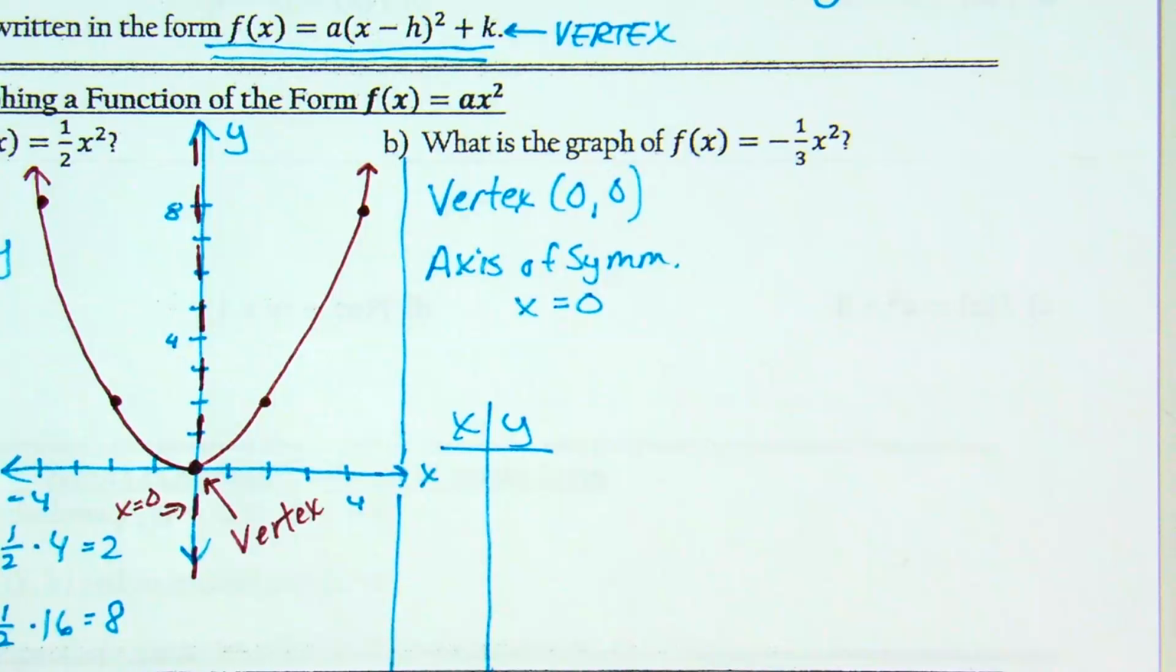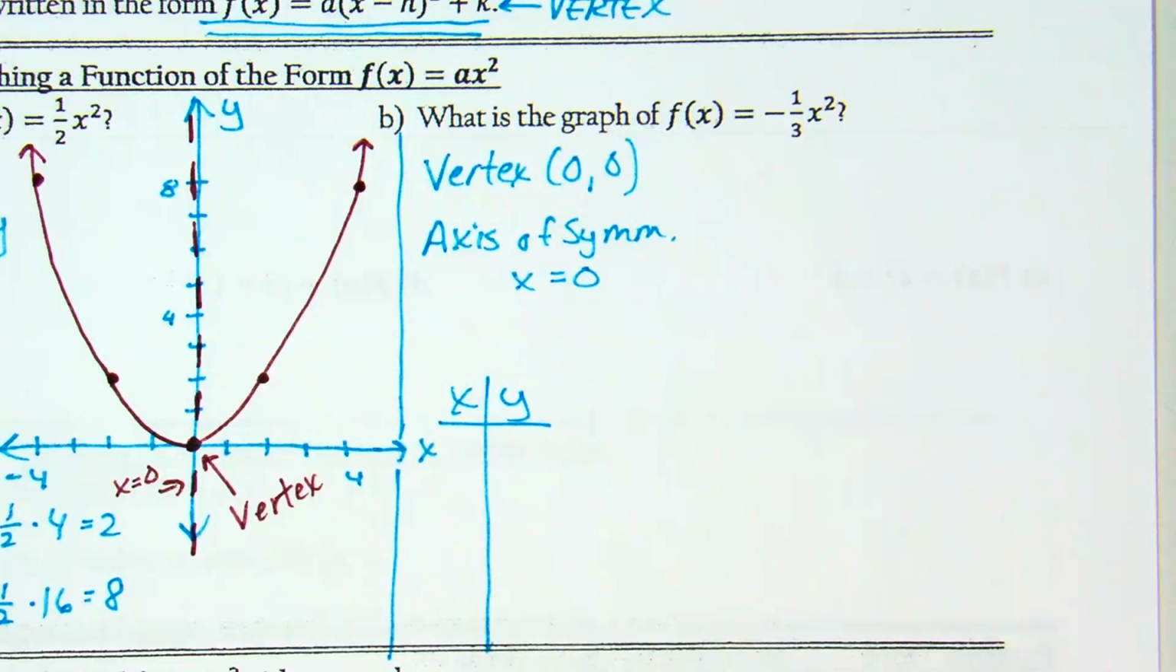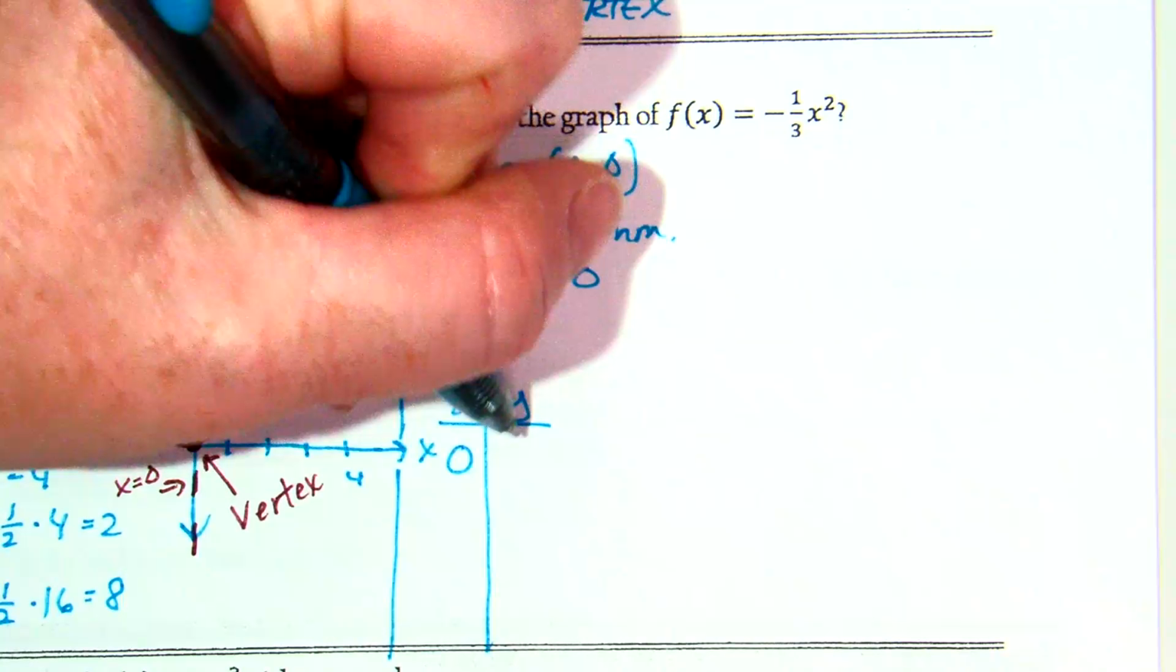Now, for these, like the first one, we're going to talk XY chart. Even though we've already talked about it, I'm still going to put it on here. The easiest number to always include is 0. And when you plug in 0, it is 0. There's my vertex.